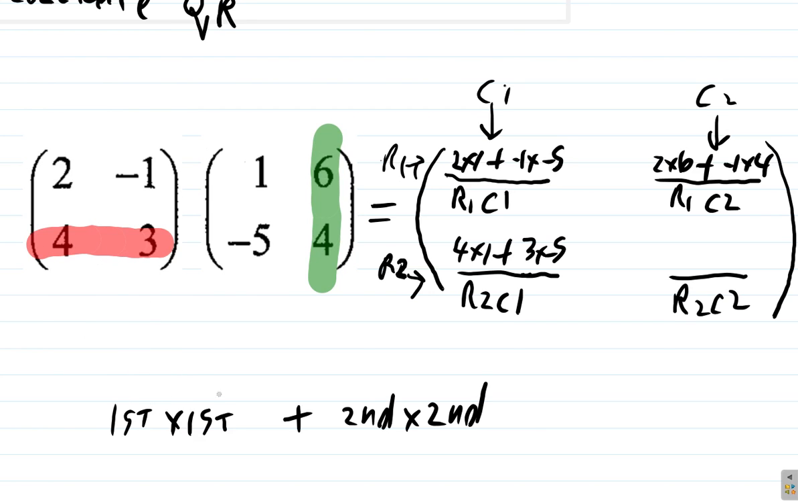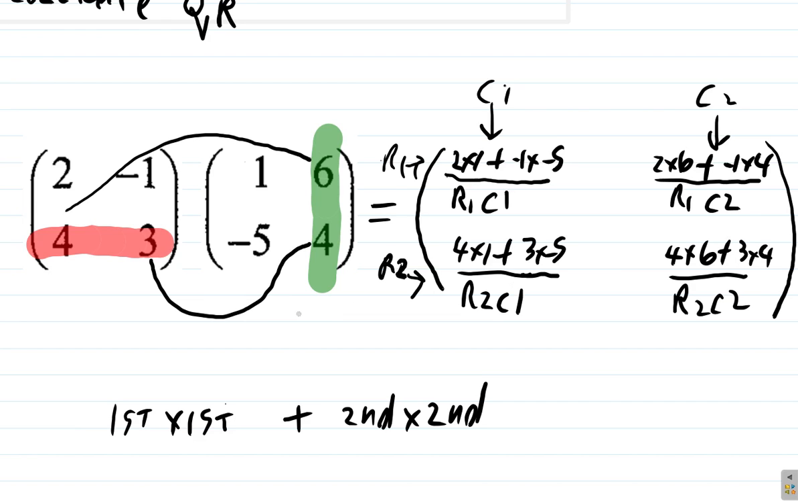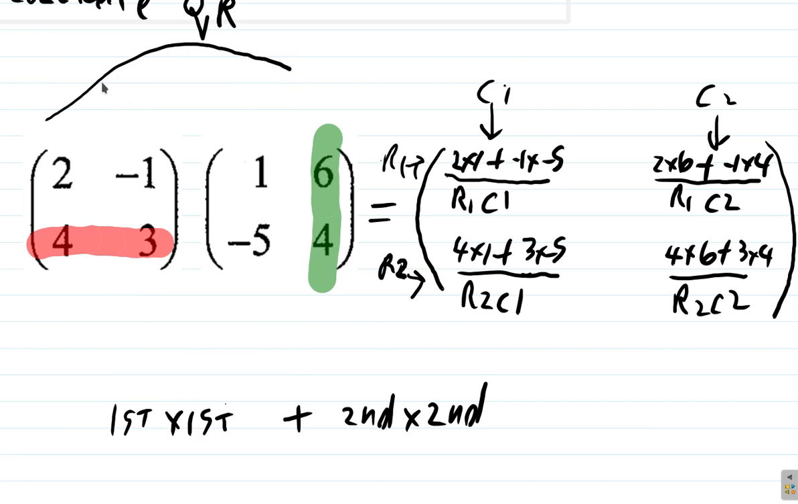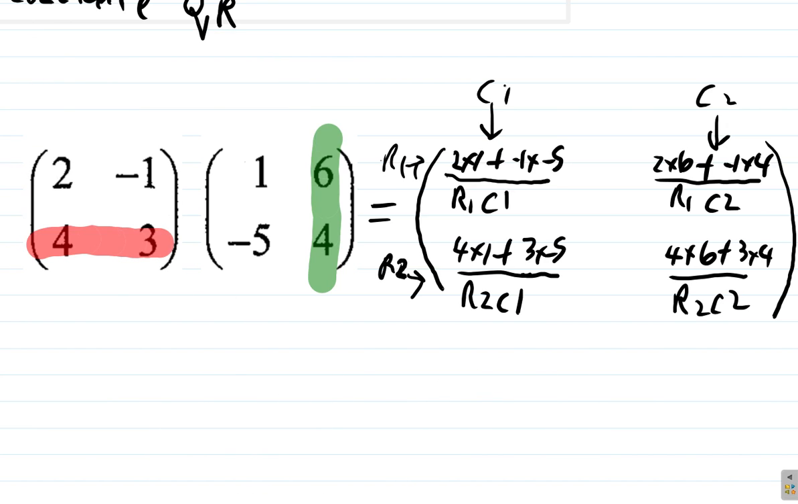Alright. So it's going to be first by first plus second by second. First in row 2 by first in column 2, 4 by 6, plus second in row 2 by second element in column 2, 3 by 4. Alright, so there you have it. So you see that? All well and good. So here we're going to finish this off now.